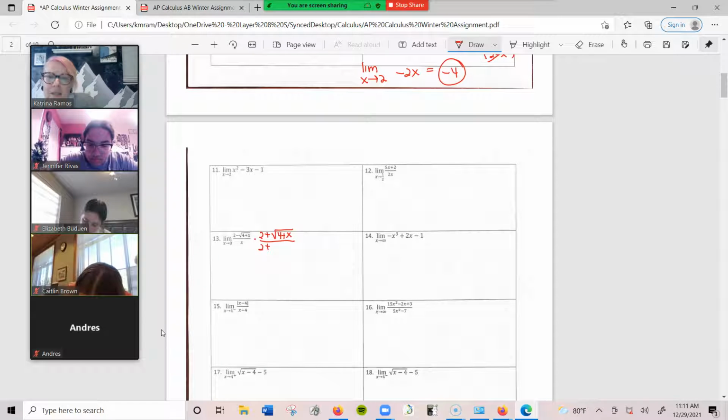The only sign that you're switching is the sign that is between, this right here, this middle sign. You don't actually switch anything within the radical. Is that cool? All right.